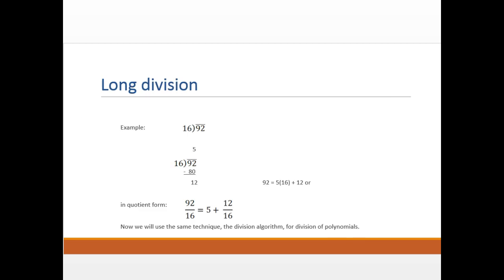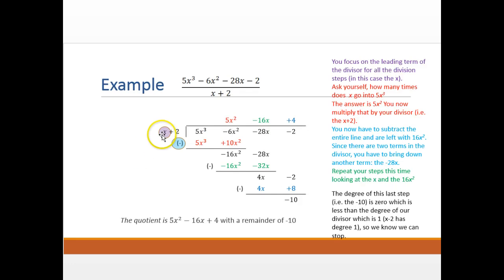Now just like we did here, we sat there, we said how many times does it go in, then we multiplied. We're going to do the same thing on this screen. X goes into 5x cubed, 5x squared times. I'm now going to take this 5x squared and multiply it by our divisor, the x plus 2. So 5x squared times x is 5x cubed. 5x squared times plus 2 is 10x squared.